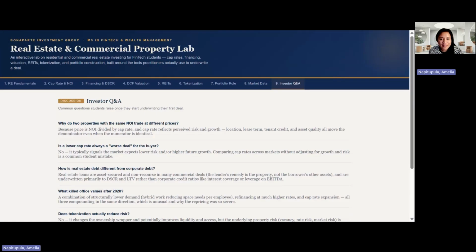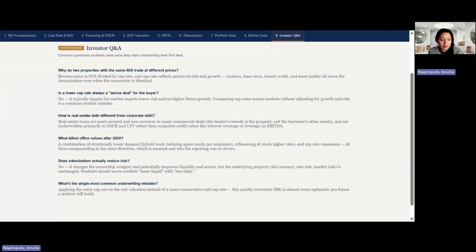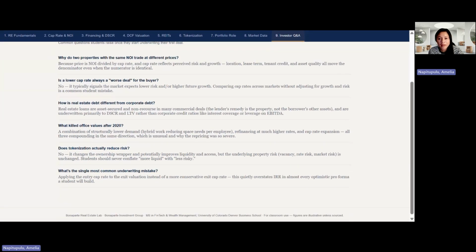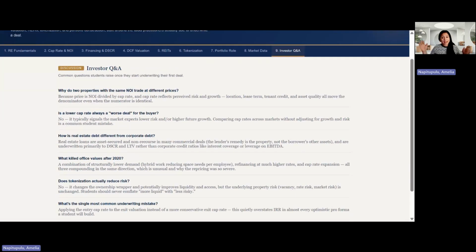And finally, the last tab is an FAQ that answers questions that are asked by those who start underwriting their first deal, like why identical NOI buildings trade at different prices and so on. So go ahead and read through that. So that's the tour. Feel free to follow along in the lab because that's where a lot of the learning does happen. You can move the sliders and build your own deal, see how assumptions all interact with each other.